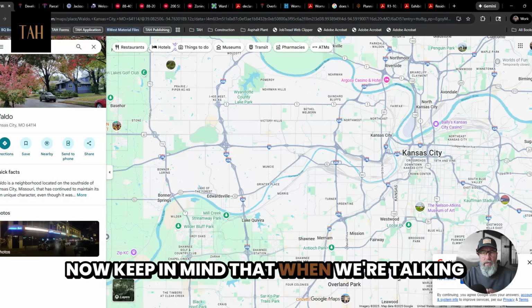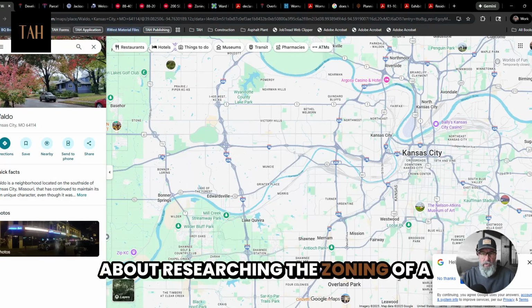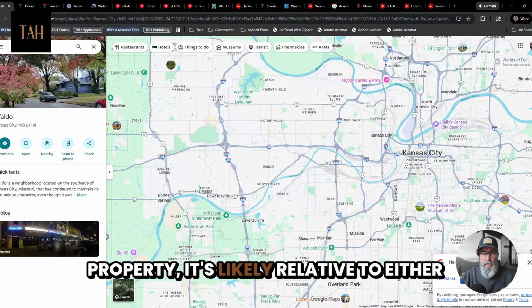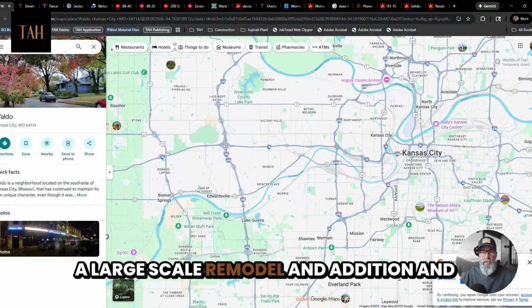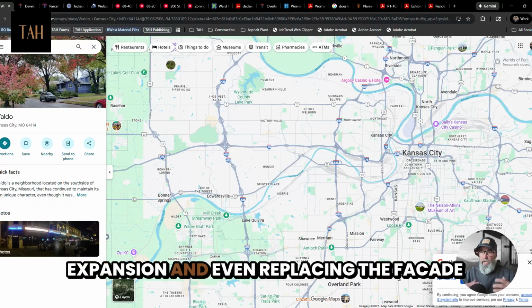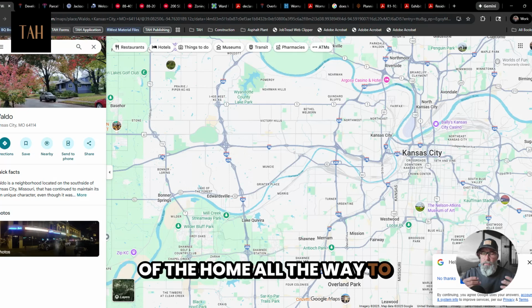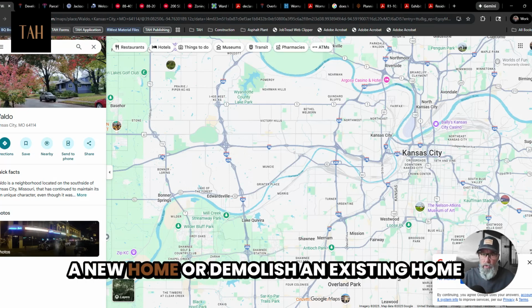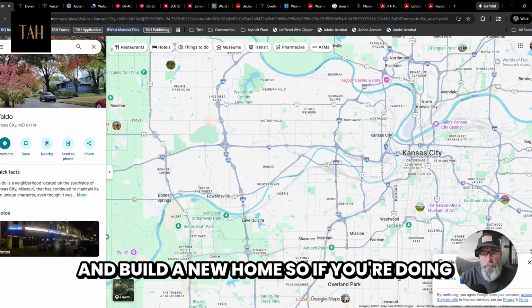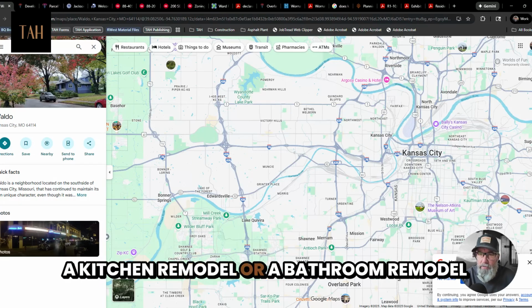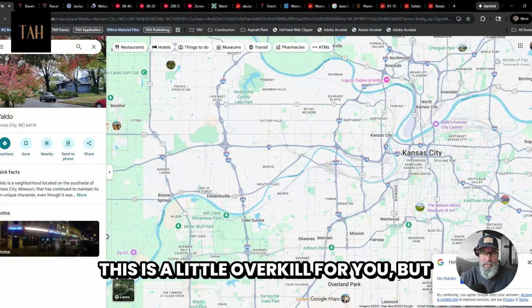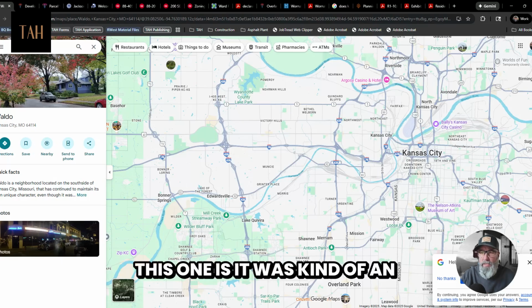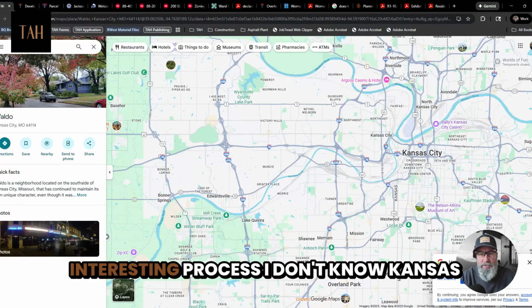Now, keep in mind that when we're talking about researching the zoning of a property, it's likely relative to a large scale remodel, addition and expansion, even replacing the facade of the home, all the way to projects where you're planning to build a new home or demolish an existing home and build a new one. So if you're doing a kitchen remodel or a bathroom remodel, this is a little overkill for you. But this one was kind of an interesting process.